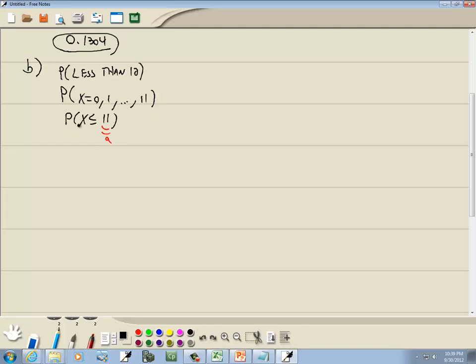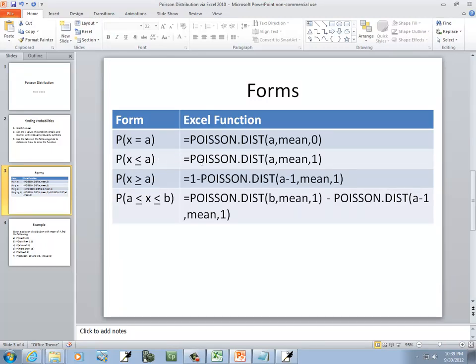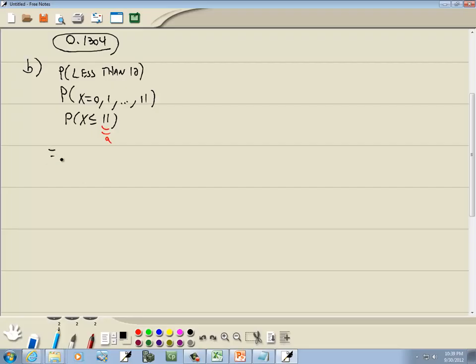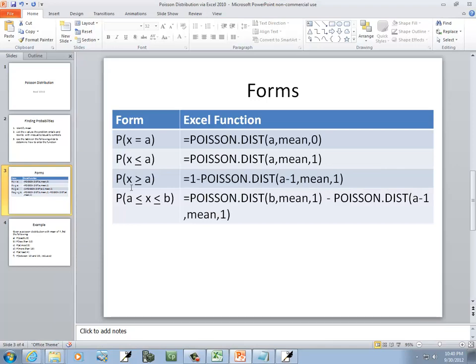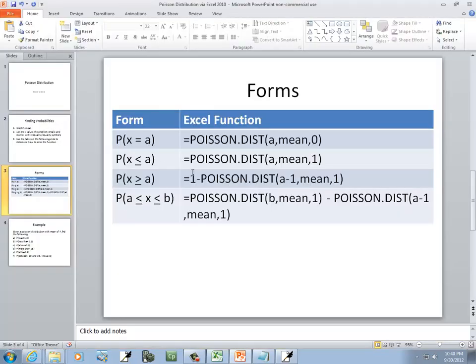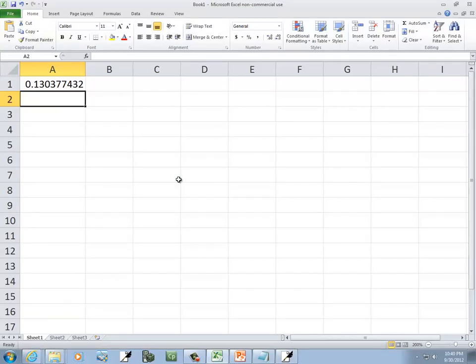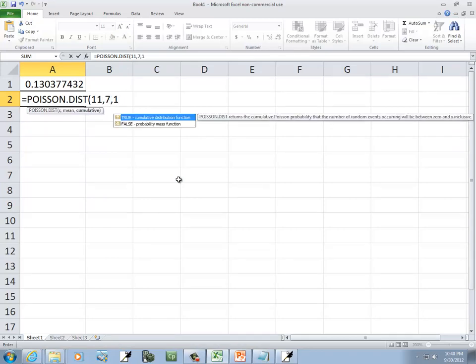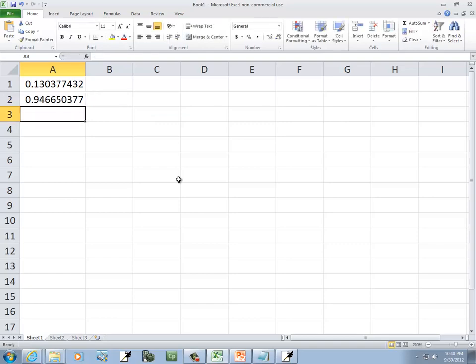So let's look at our table. Probability x is less than or equal to A. That's the second form. And it says we're going to type it in this way. So this will be equal to Poisson distribution, beginning parentheses, A, which is 11, our mean, which is 7, and then 1. Okay, so let's go put this into Excel. So we got equals Poisson distribution and 11, 7, 1. And then with 4 decimal places, we got 0.9467.